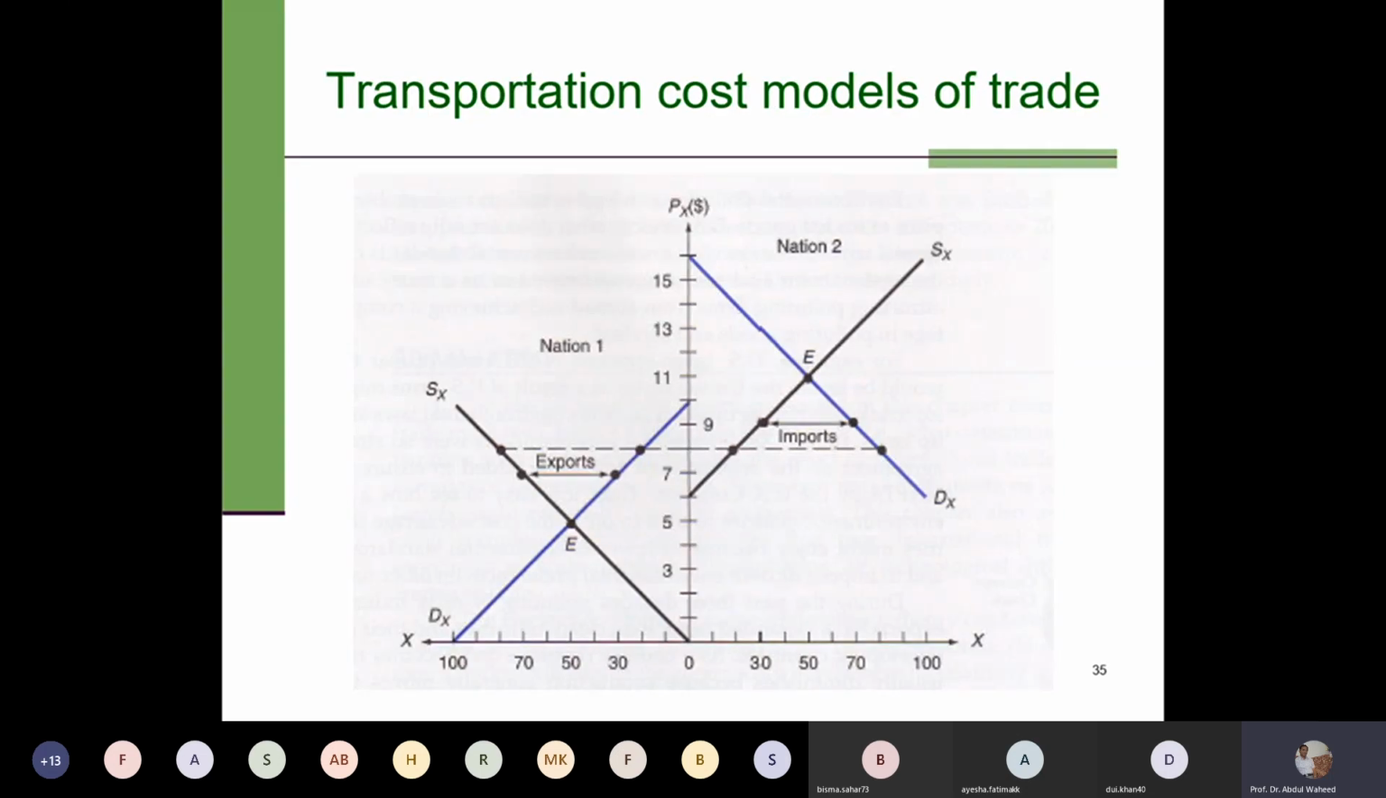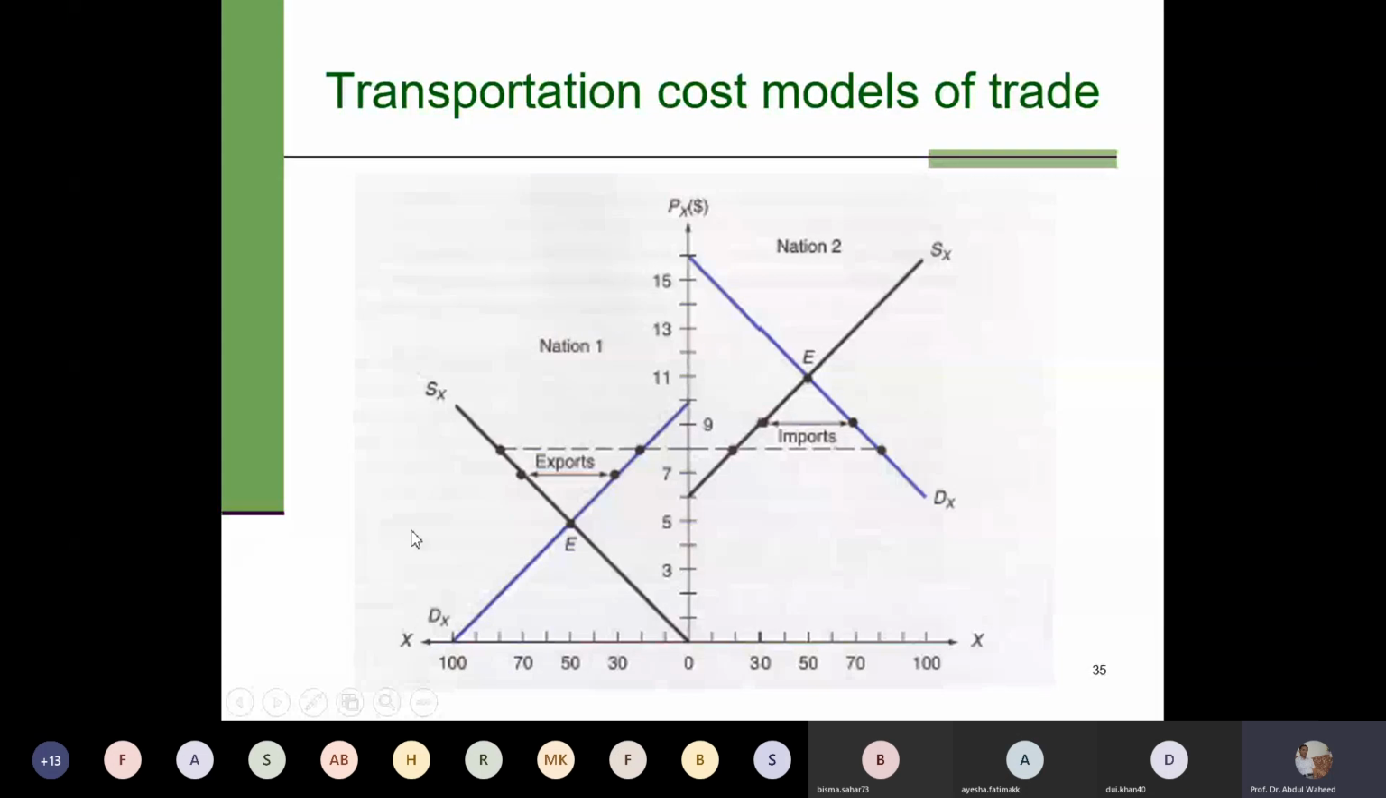What is the equilibrium price of X in nation 2? It's very simple microeconomics. $11. Because here there is equilibrium where quantity demanded equals quantity supplied. So we take here, this is $11. And if I go down here, equilibrium quantity is 50. So in nation 2, the equilibrium price for X is $11 and the equilibrium quantity is 50 units, produced and consumed, and there is equilibrium.